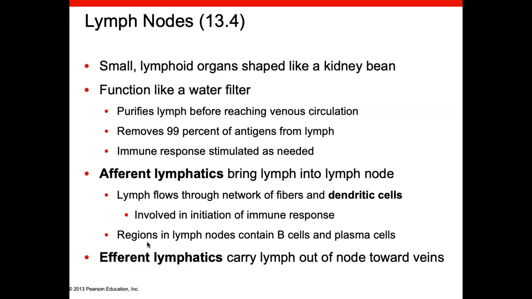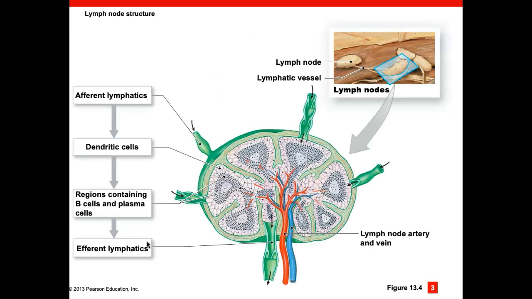So you may recall the terms afferent and efferent. Afferent is bringing in, efferent is bringing out. So afferent lymphatics bring the lymph, it would be dirty lymph, into the lymph node with pathogens or antigens that need to be removed. And the lymph will flow through a network of fibers and dendritic cells. And this is kind of the beginning of our immune response, this flow through the lymph node. Regions in the lymph node contain B cells and plasma cells. And then the efferent lymphatics will carry the lymph out of the node toward the veins.